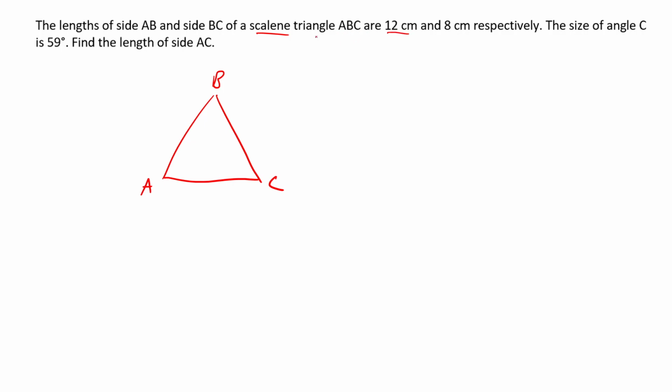So 12 centimeters goes with, respectively, AB, and BC is 8. And they also tell me C is 59 degrees, so let's put that in here. And they want you to find the length of side AC, so we would like to find this. And we're going to see that we can't do that in one step, unfortunately.